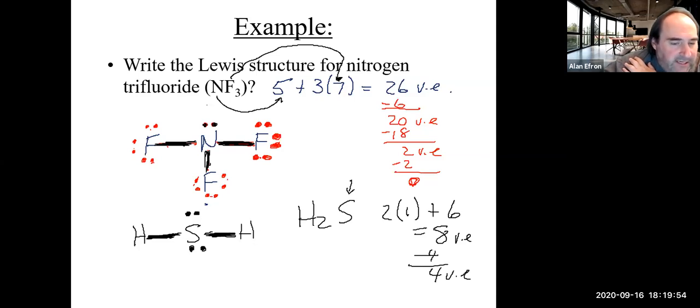Each hydrogen has 2 electrons, which is all it needs, and it's happy. Again, no dots on the hydrogen. Question on that?